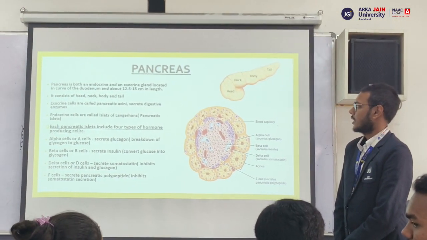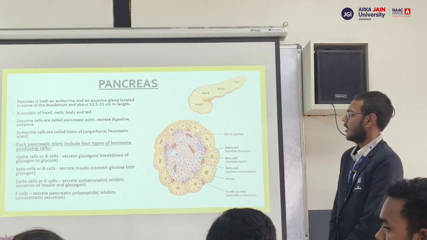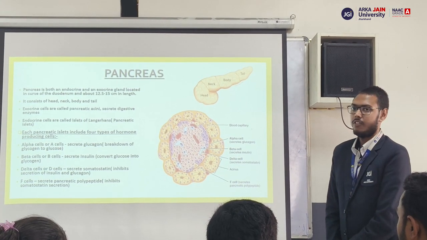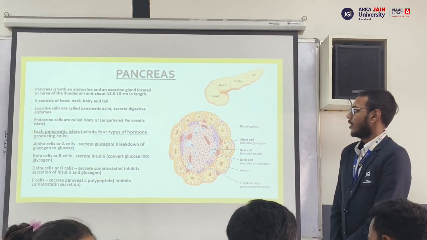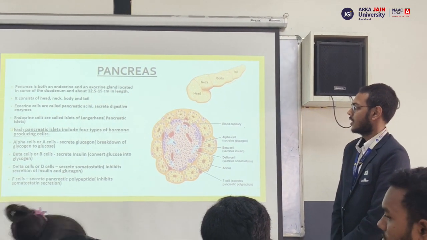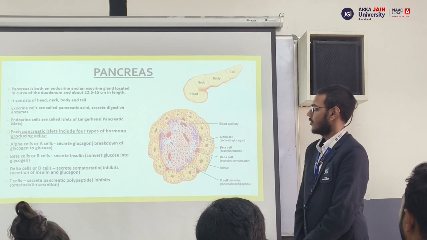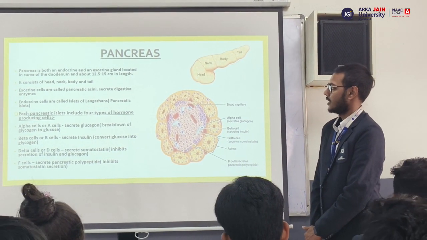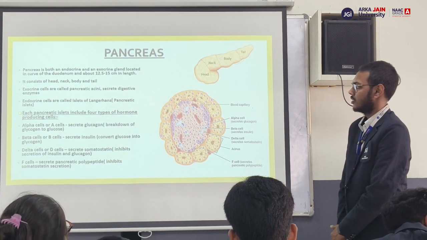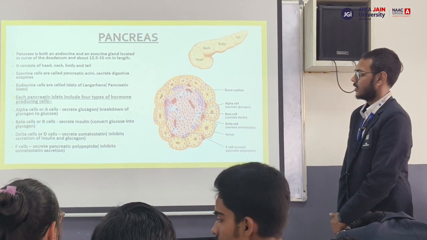Pancreas. Pancreas is about 12.5 to 15 centimeters in length. It consists of head, neck, body, and tail. Exocrine cells are also called pancreatic acini and secrete enzymes. Endocrine cells are also called islets of Langerhans, pancreatic islets. Each pancreatic islet includes 4 types of cells: alpha cell, beta cell, delta cell, and F cell.